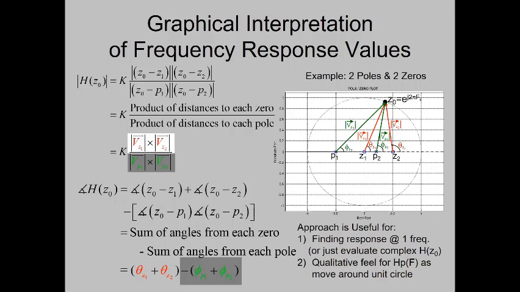This method is also useful not just to get numeric values, but to also give us a sense, if we keep this ratio in mind, as we move around the unit circle and get further away from or closer to different poles and zeros, it gives us an idea for what the shape of the magnitude response of the system is going to be, or the phase response of the system will be, based on these vector distances and angles.